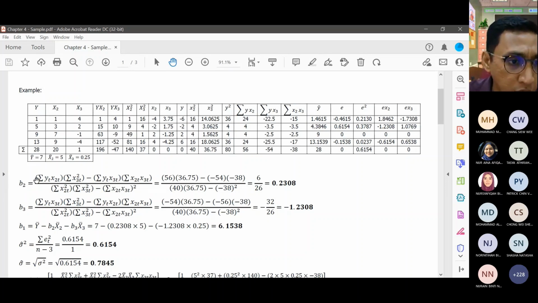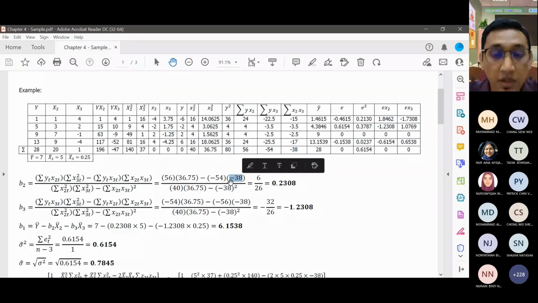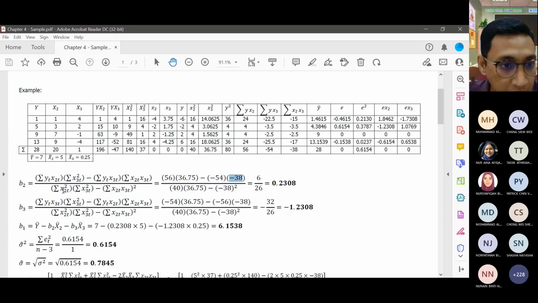For example, here we have B2 equal to the sum of y times x2. This is equal to this, sum of y times x2, 56. Easy for us to determine it this way. Times the sum of squared x3, which is 36.75, minus the sum of y times x3, negative 54, times the sum of x2 times x3, negative 38. That is equal to 6 over 40 times 36.75. This 40 is the sum of squared x2. Sorry, I have to explain fast because we are almost running out of time.